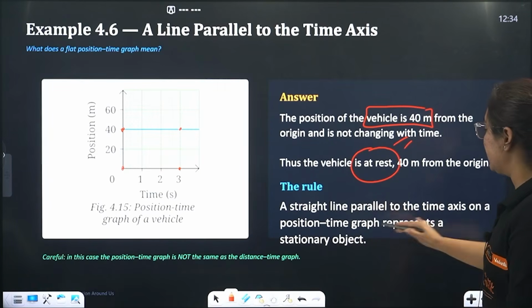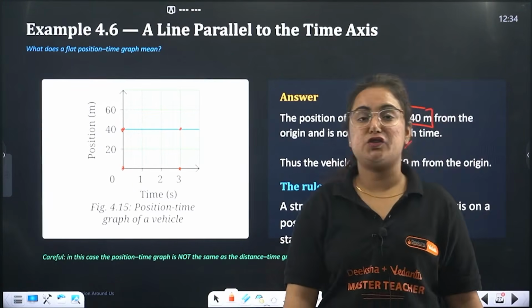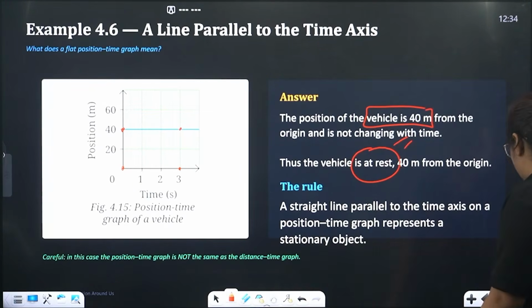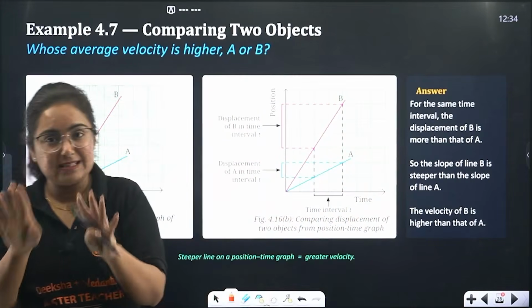Right? When the object is at rest, what about velocity? It will also not change. So the position time graph for an object in motion and for an object at rest is different.